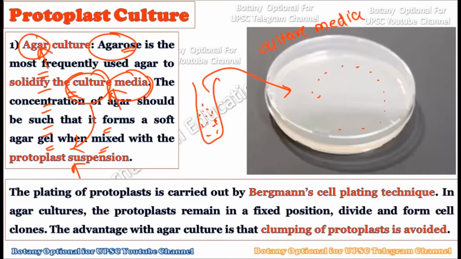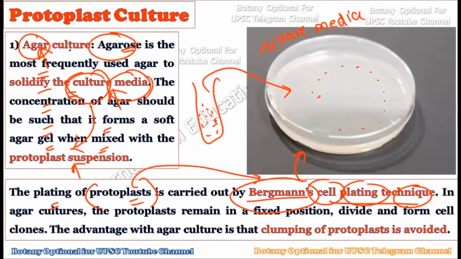Now the plating of the protoplast is carried out by the Bergmann's cell plating technique. This is a very special technique in which special kinds of instruments are taken to plant the protoplast on the agar gel. Whatever protoplasts are there, we have to plant them on the agar culture. For planting, we should use the Bergmann's cell plating technique. This is a very particular technique, and we are going to conduct a separate video lecture to explain it. So remember that we are going to use the Bergmann's cell plating technique for placing the protoplast on the agarose media.